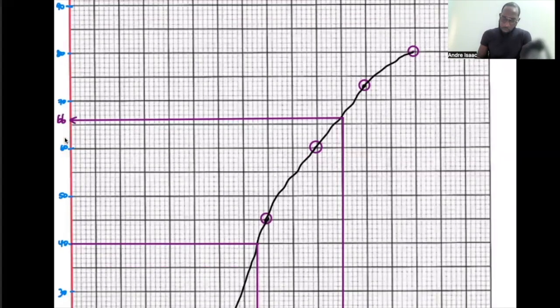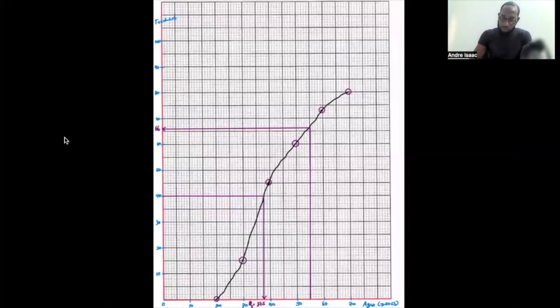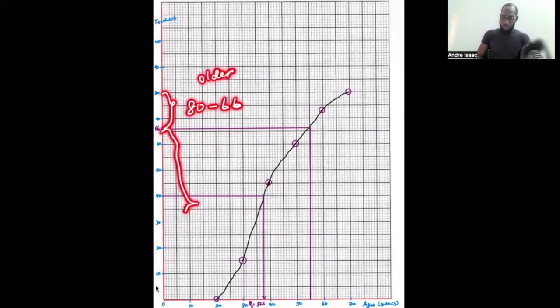Now, let me just say something. 55 years or younger will be here, which is 66 minus 0. If they had said 55 years or older, that would have been here, and that would have been 80 minus 66. So that is important to note, right? This on top here is older. Below here is younger, right? And this will be 66 minus 0.